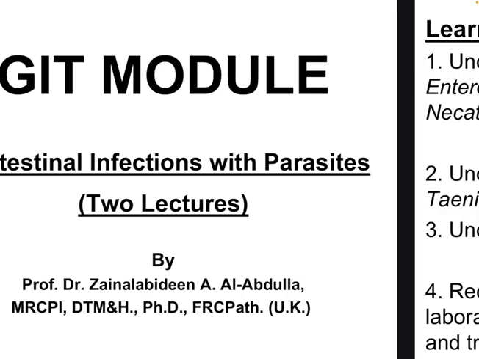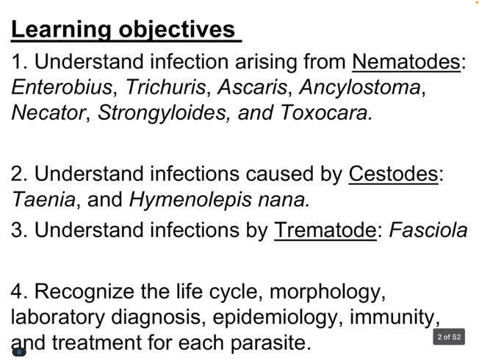Starting with the objective: to understand the infection or infestation caused by nematodes. By the way, worms could be put into three categories, three groups: nematode, cestode, and trematode. You have to know that from the beginning. I repeat it again: worms can be categorized into three groups, nematode, cestode, and trematode.